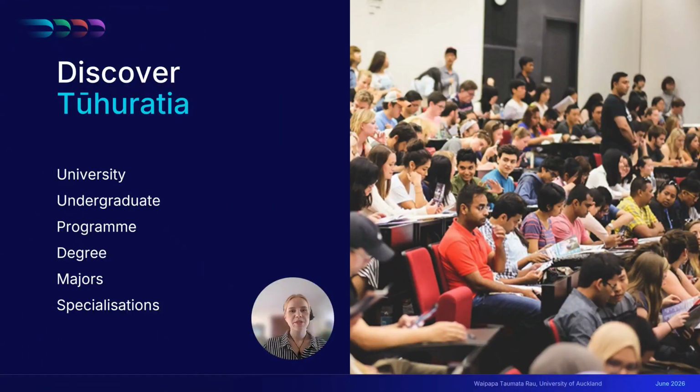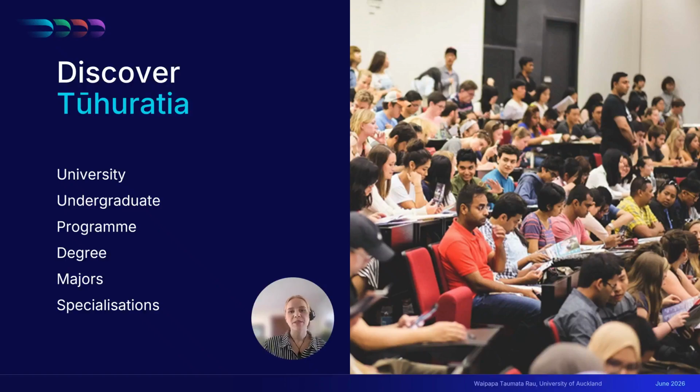So continuing on with some more key terms, first up on this list is university. This is a pretty self-explanatory one, but this is the institution that you're studying with. Next up is undergraduate. An undergraduate is essentially a student who is studying their first degree at university. So being an undergraduate student simply means that you have not yet received a tertiary level qualification. The first undergraduate degree undertaken by a student at the university is usually a bachelor's degree.